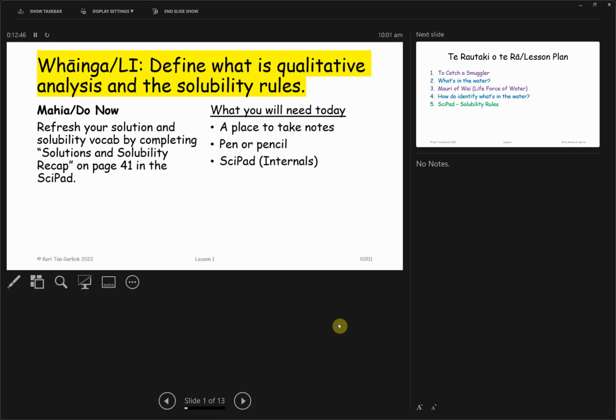Cool. All right, let's get started. Most of you guys are done, so I'll move on. With that SciPad page, it was just a revision on the vocabulary for solutions and solubility. Just a quick run through. Solute is the thing that you are mixing into it, generally a solid. And then the solvent is the liquid that you are mixing that item into.